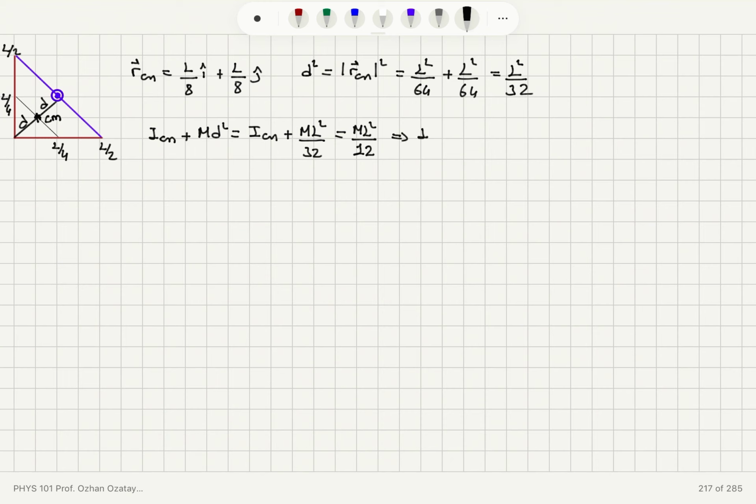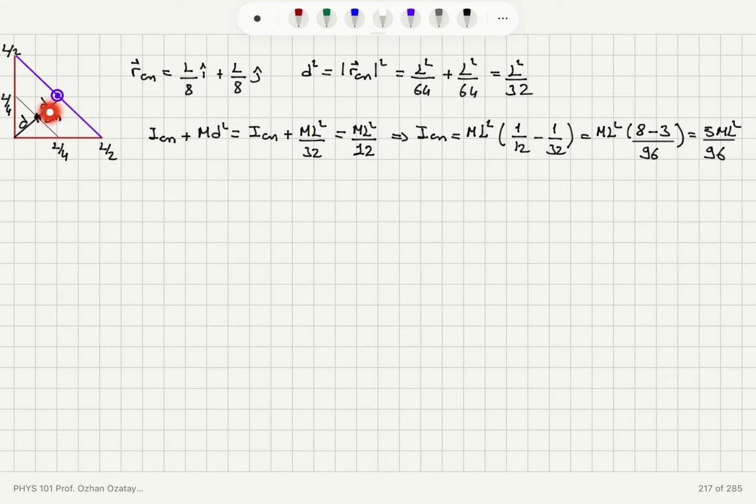So I find that the moment of inertia for the center of mass rotation axis will be ml squared times 1 over 12 minus 1 over 32. So we have to multiply this one by 8 and this one by 3, so 8 over 96 minus 3 over 96. 96 is our common denominator, so this gives us 5ml squared divided by 96 for I center of mass.